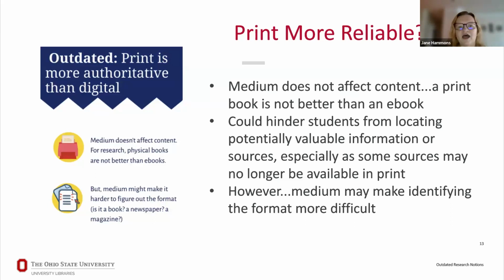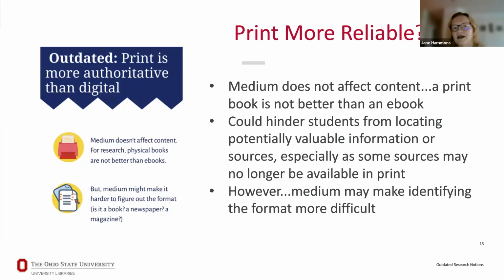So we do know that medium may make it more difficult, right? Because it's harder to tell online what type of source it actually is. What is the difference between a newspaper and a magazine and a journal article online can be difficult to tell. So that's certainly important to keep in mind. But thinking about whether or not just telling students that print sources are generally going to be more reliable than online sources, is that really helpful guidance in this day and age? So that's what we mean when we have an example of an outdated research notion.